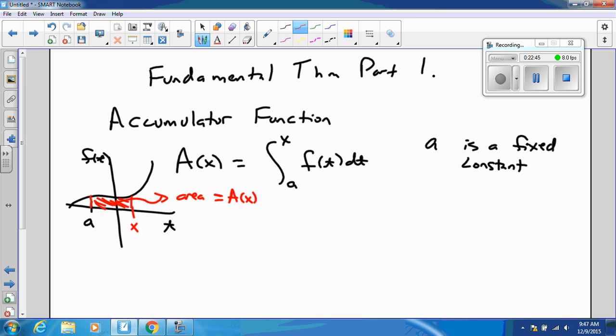So what A of x is doing is it is accumulating area as x moves this way or that way. Notice that if f happens to be a derivative, then I am accumulating rate times time, and that should give me some kind of distance idea. So if, for example, f represents velocity, then I will be adding up rate times time to get a displacement.